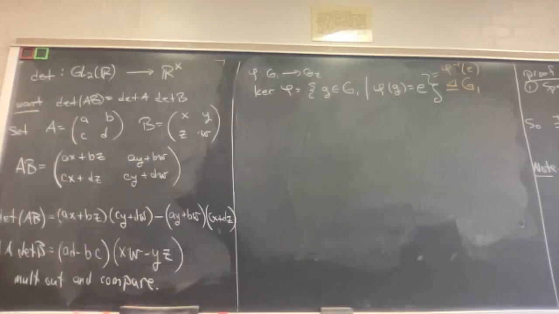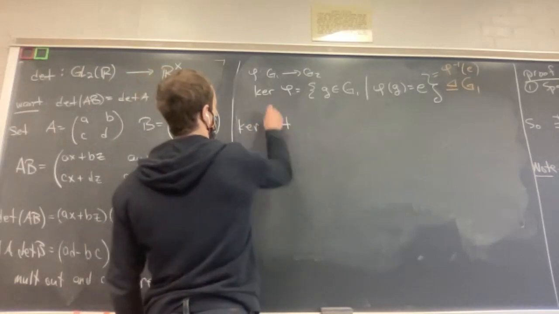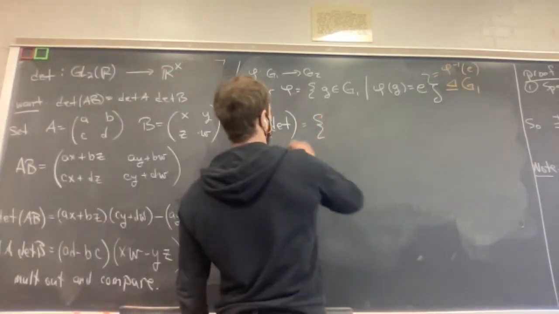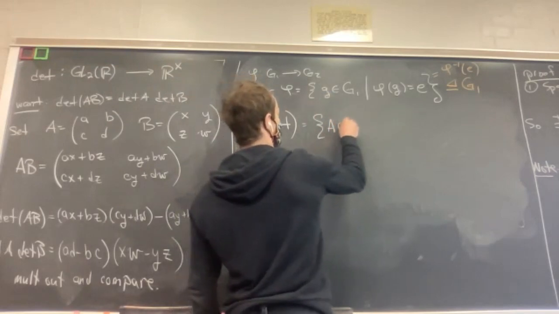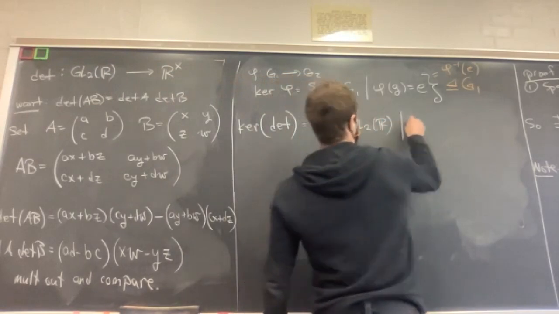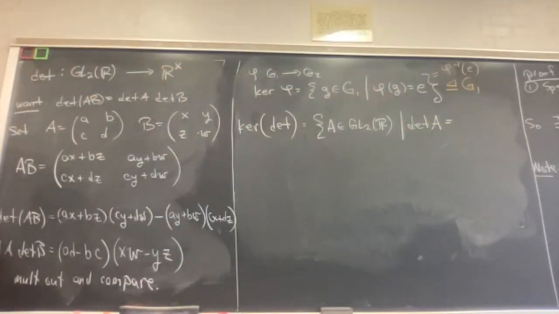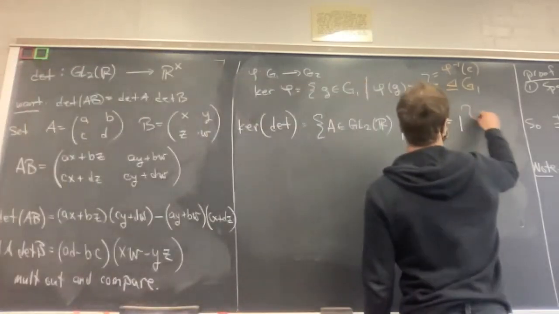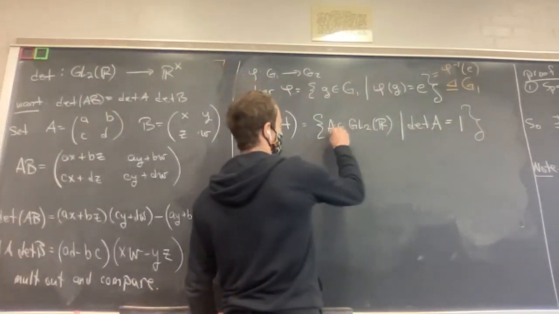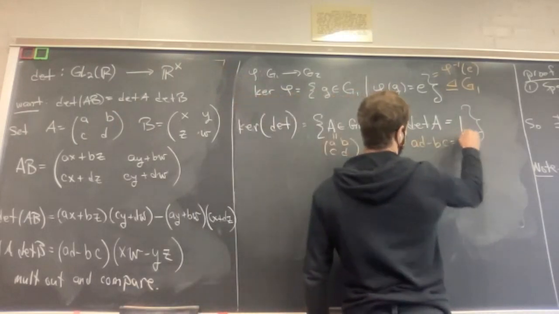Okay, so let's find the kernel of the determinant. The kernel of the determinant map, let's just do it by the definition. That's all matrices A in GL2R such that the determinant of A is equal to the multiplicative identity over here. But the multiplicative identity is just the number 1. So expanding this out, this would be all matrices A, B, C, D such that AD minus BC is equal to 1.